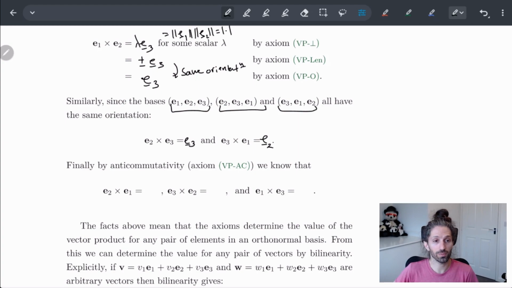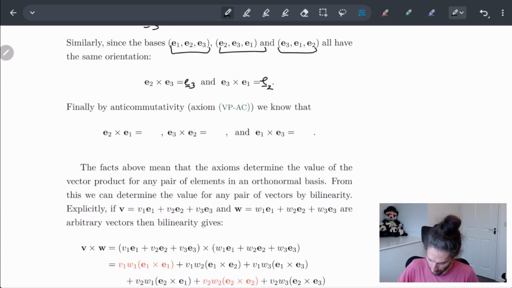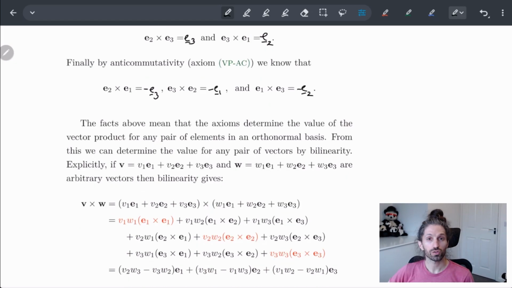And then by anti-commutativity, we have the opposites here. This is minus E3, minus E1, minus E2. All right. So we have these three. And then from here, we have everything on an orthonormal basis. So for any pair of elements in an orthonormal basis, we have this condition. So we have the cross product on any pair of elements in an orthonormal basis.